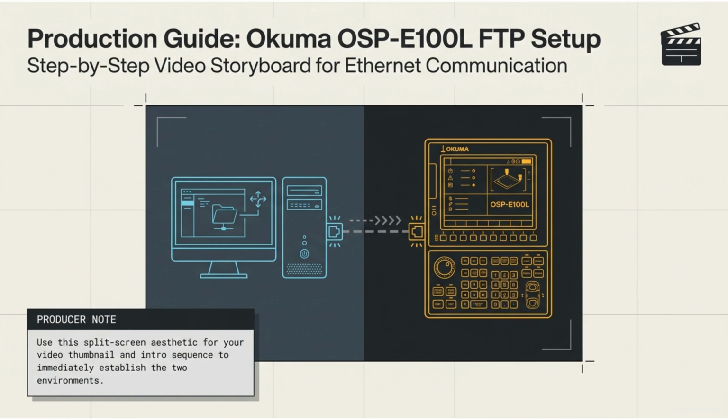This video is a step-by-step production guide for setting up FTP communication between a PC and an Okuma OSP-E100L using Ethernet. We will cover the setup for both the PC and the CNC machine.